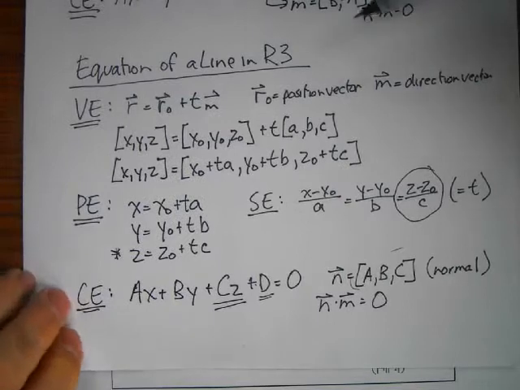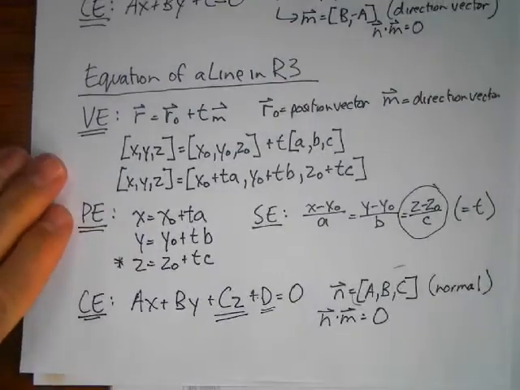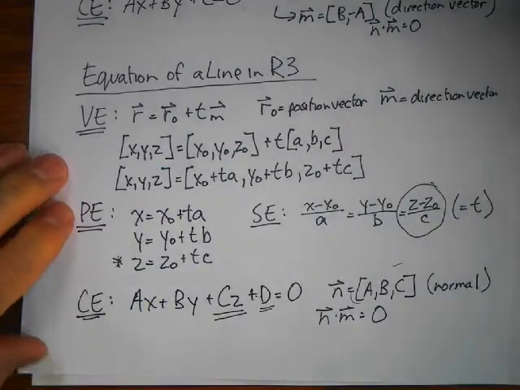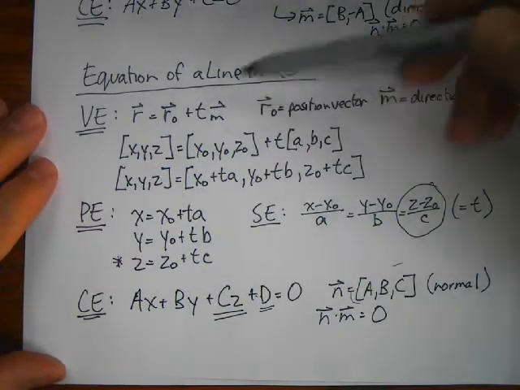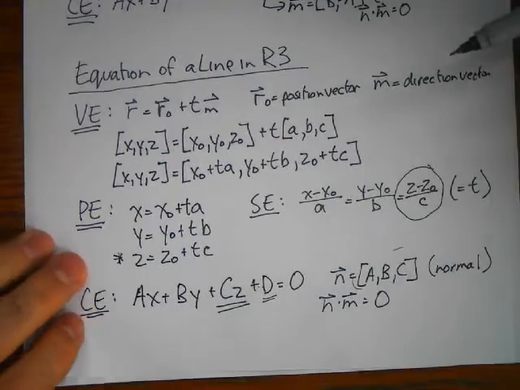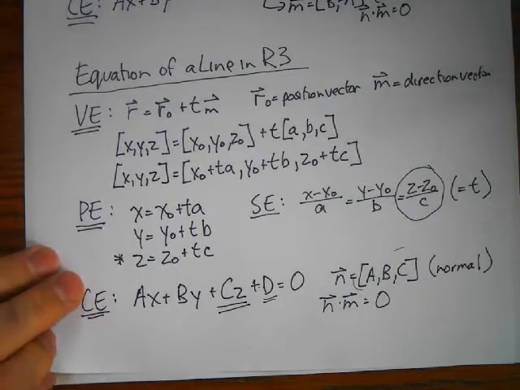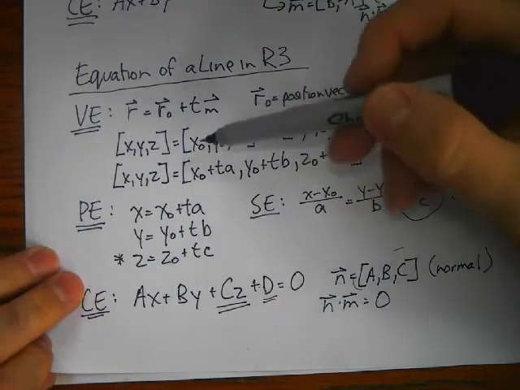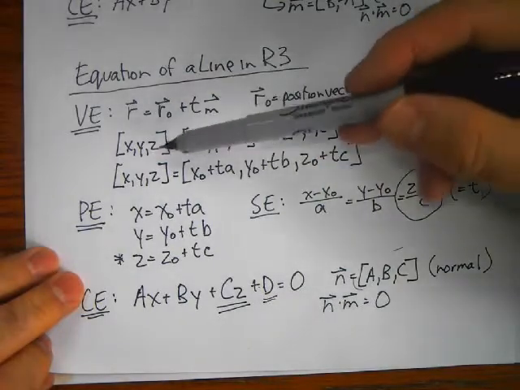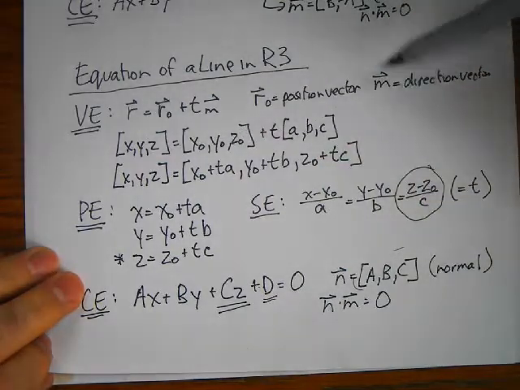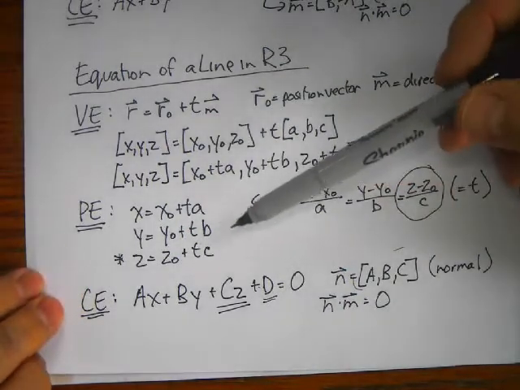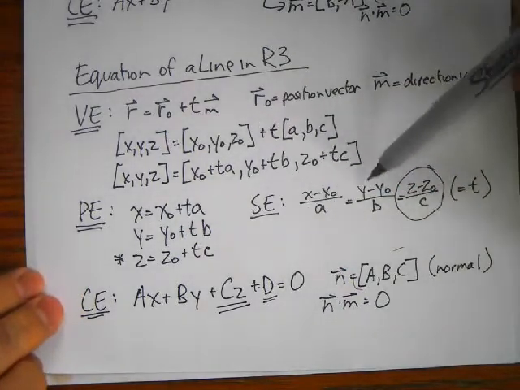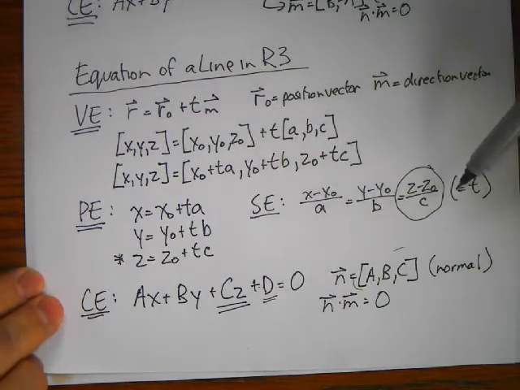So when we extend from R2 to R3, all the equations basically get extended. We add a third component, the Z component, in each of the direction vectors, the position vectors. You can see that there's three parametric equations, three sides to the symmetric equations.